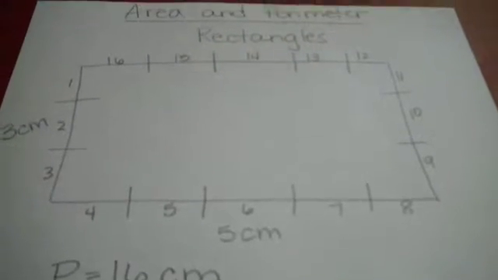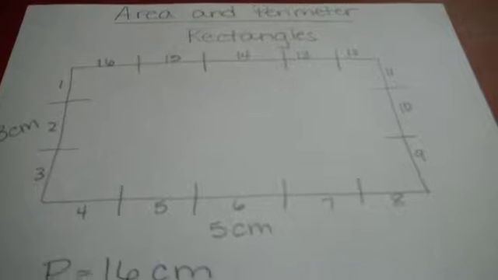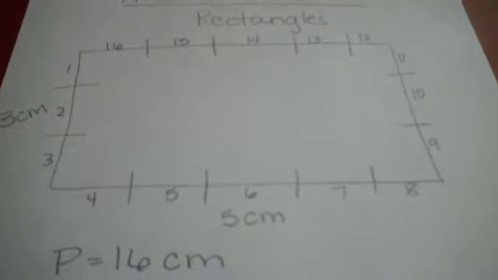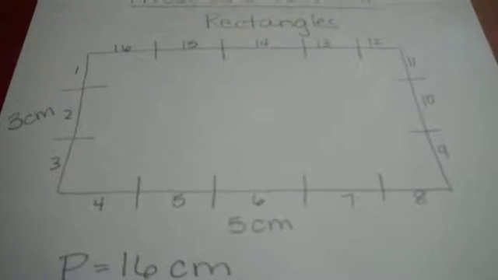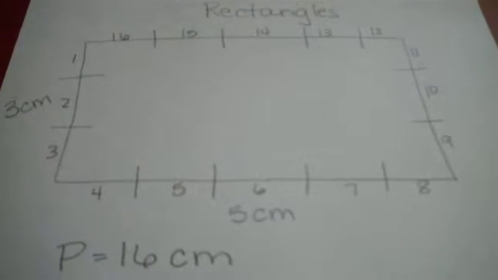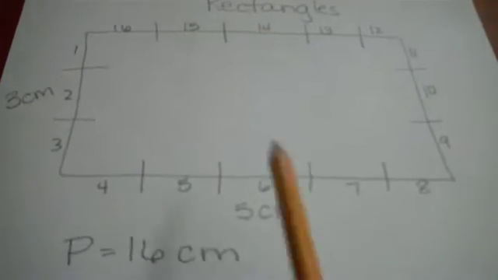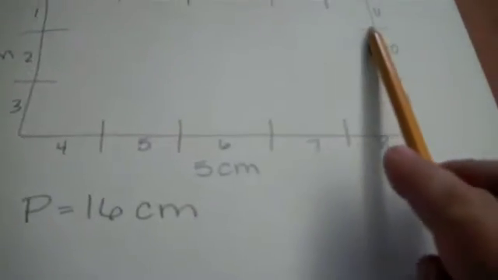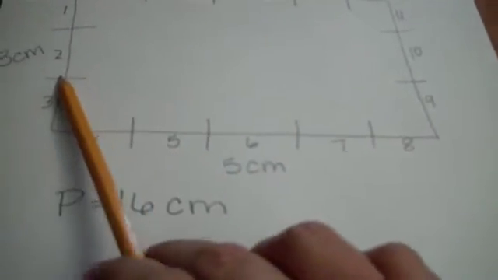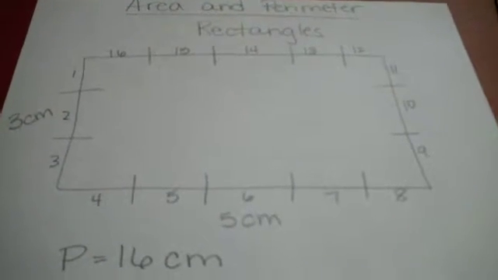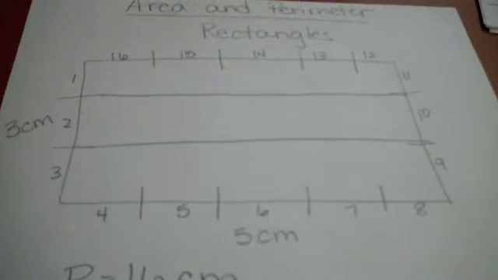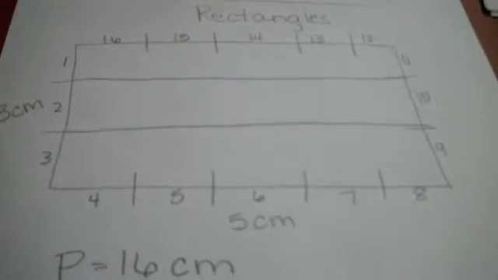The next step that we're going to do is to find the area of this rectangle. I've already drawn in my perimeter lines, and those are going to aid me in finding the area of my rectangle. What I'm going to do is I'm going to start by connecting this line to this line and this line to this line. When I'm done, it's going to look like this. Now I have my rectangle divided up into 3 sections.